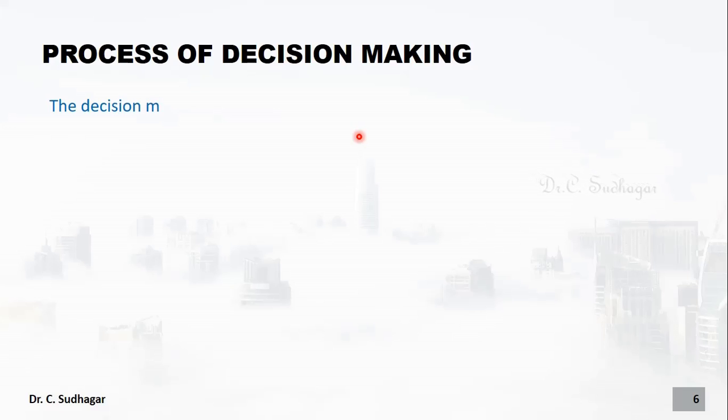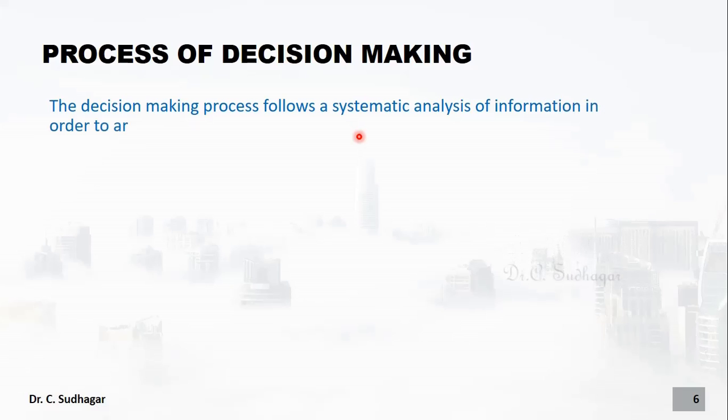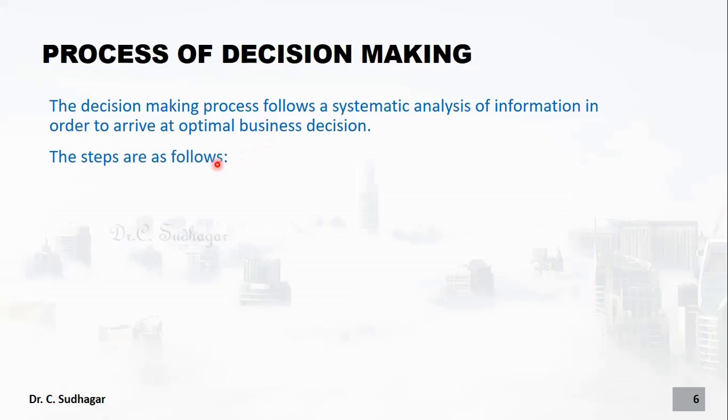Let us see what the process involved in making a good decision is. The decision making process follows a systematic analysis of information in order to arrive at optimal business decisions. We have to analyze the information systematically to derive an optimal business decision. So this is what we call the decision making process. The decision making process involves the following steps.